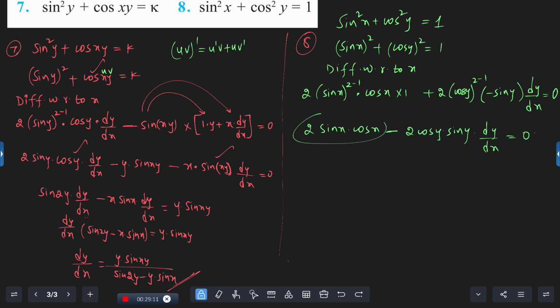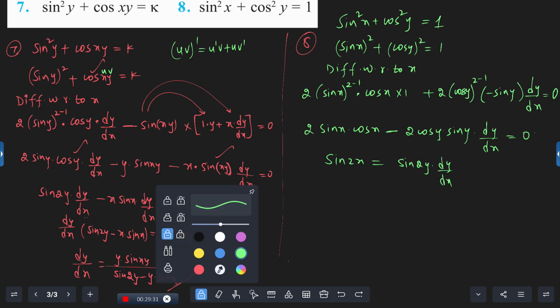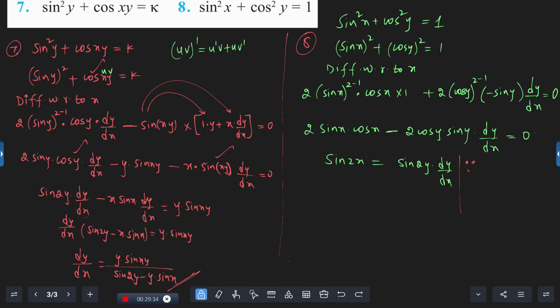Have you noticed the sin 2x formula? And here you can write sin 2y. For both you can use that formula. Sin 2x, minus you send opposite, became positive, sin 2 times y into dy by dx. The formula which I used here: sin 2 theta is equal to 2 times sin theta into cos theta. This formula I used it, even in this step and in the previous question.